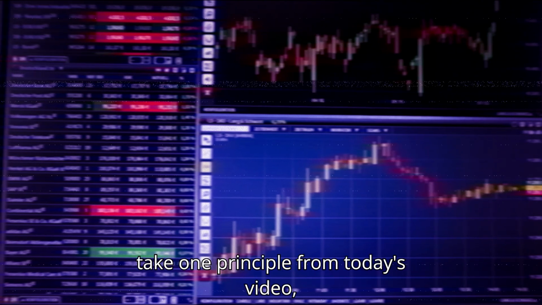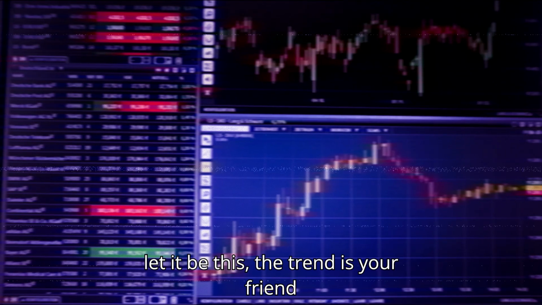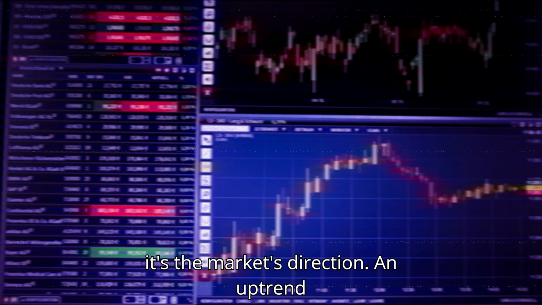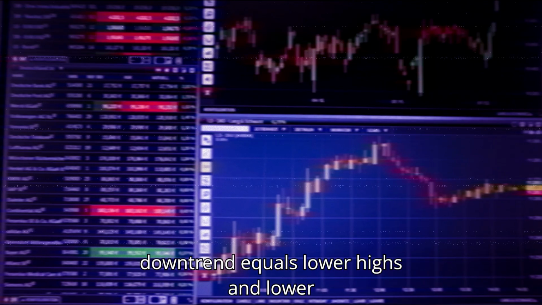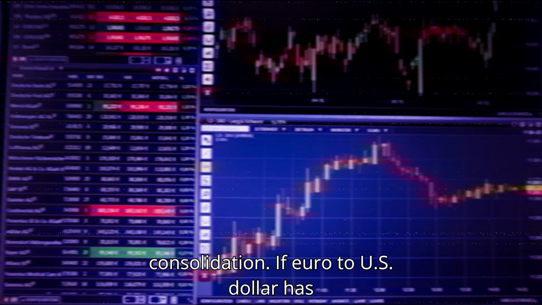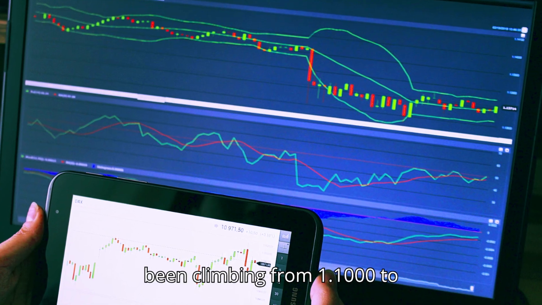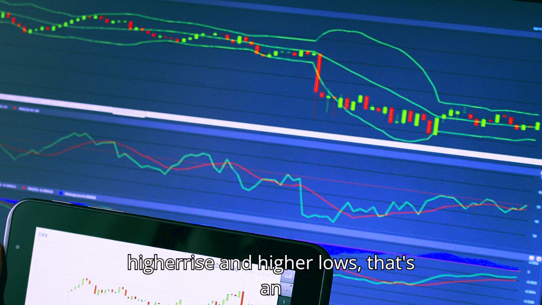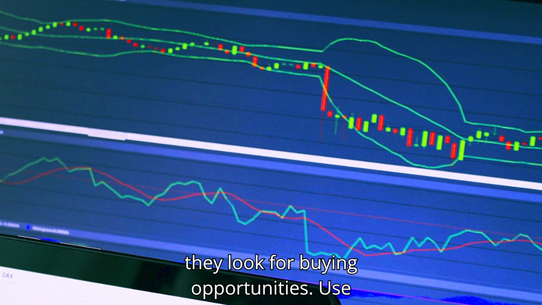If you only take one principle from today's video, let it be this: the trend is your friend until it ends. A trend isn't random. It's the market's direction. An uptrend equals higher highs and higher lows. A downtrend equals lower highs and lower lows. Sideways equals consolidation. If euro to US dollar has been climbing from 1.1000 to 1.1200, making higher highs and higher lows, that's an uptrend. Smart traders don't fight it, they look for buying opportunities.